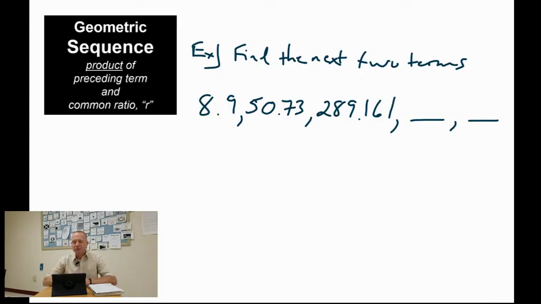What if I asked you for the next two terms, and I gave you 8.9, 50.73, and 289.161? What would you do to find the next two terms? I want you to think on this one. If we were in the classroom, you would be doing something right now, so you should be doing it while you're watching the video. Are you pulling out your calculator? Are you doing something with your calculator? Be careful. This would be a good point in the video to pause and just see if you're able to figure out what's necessary to get the next term, the next two terms.